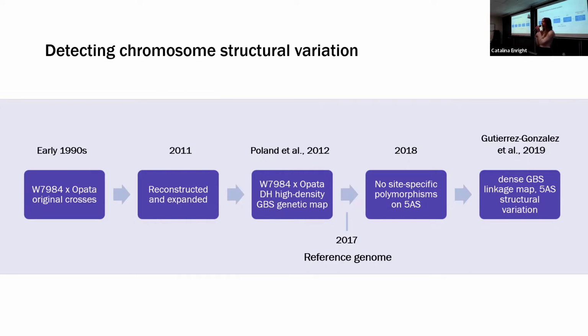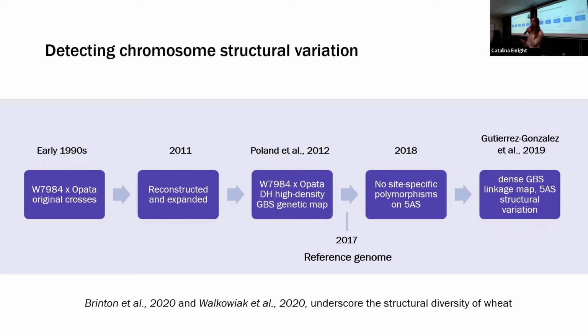When I was working on developing a lot of the fine mapping markers for this project in early 2018, that's when I first started to notice that I was having trouble identifying site-specific polymorphisms on the short arm, but as our QTL was mapping to the long arm, it wasn't my primary concern. It was really in 2019 that Gutierrez-Gonzalez et al.'s group, with the conjunction of access to a physical map as well as the dense GBS mapping, identified the structural variant.